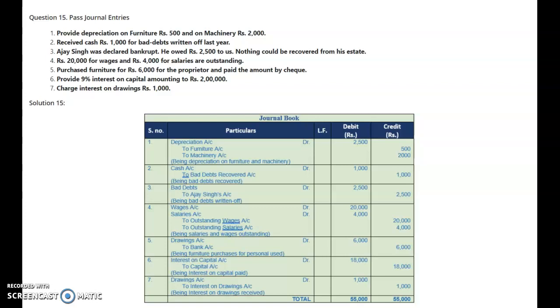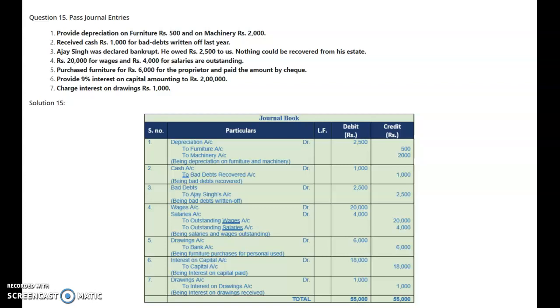So here, provide depreciation on furniture rupees 500 and on machinery rupees 2000. The journal entry will be: depreciation account debit, to furniture, to machinery. That is the type of asset on which the depreciation is to be charged here. So automatically the value of these assets is reduced, and the nominal account, that is depreciation, should be debited. See here in this particular question, the depreciation amount on furniture and machinery is given.